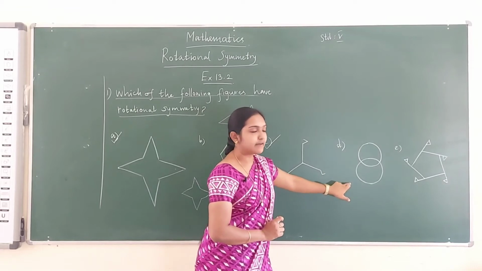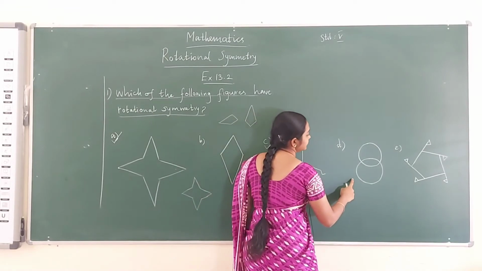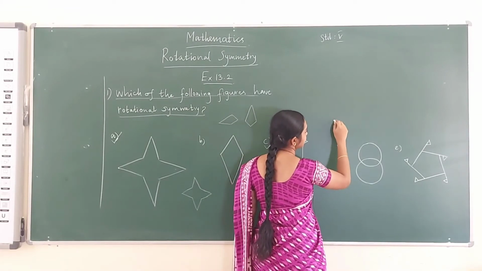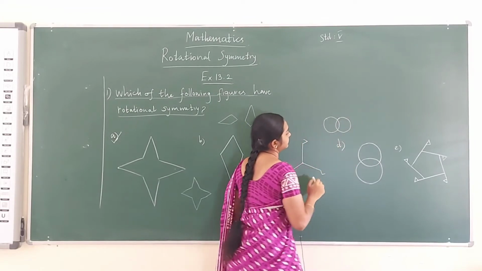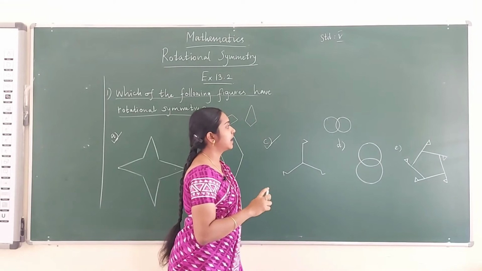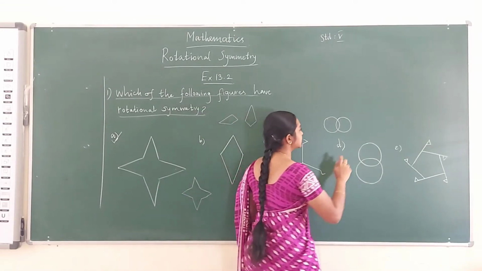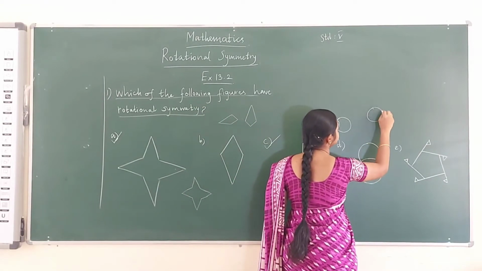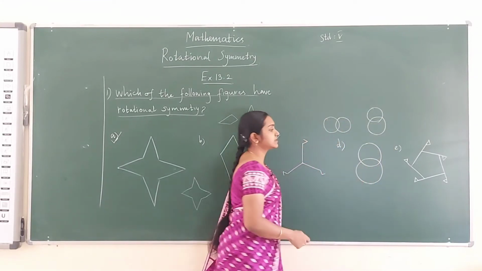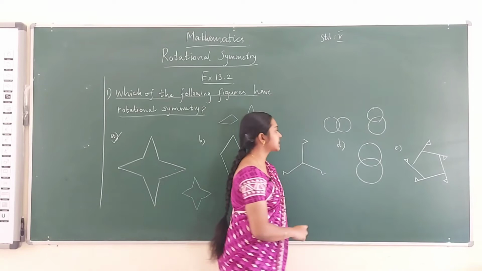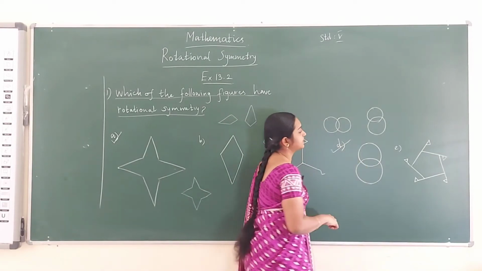This also will have rotational symmetry. If we rotate this 90 degrees, it will look like this. Again, when you rotate this, it will look like this. This is the same as the original image. So this has rotational symmetry.